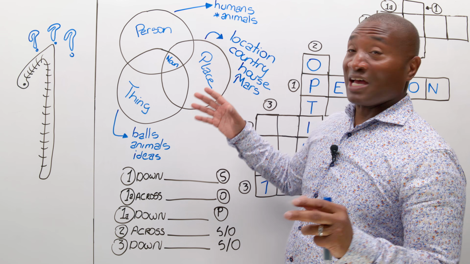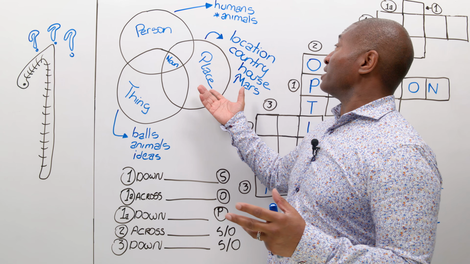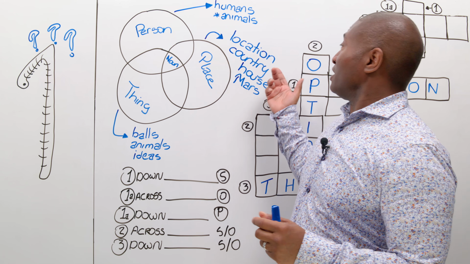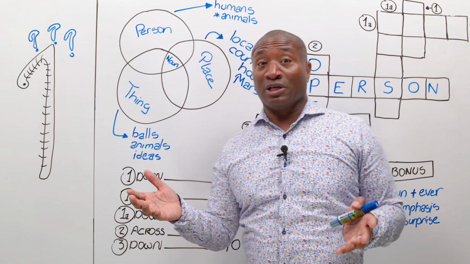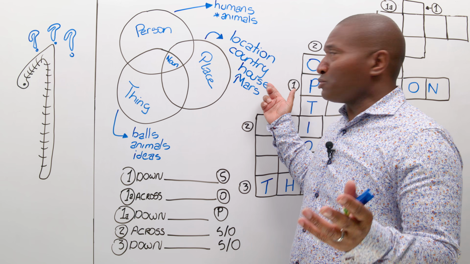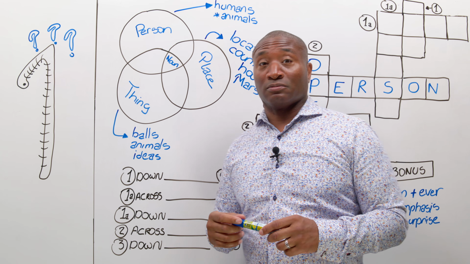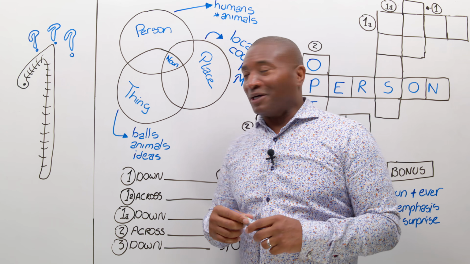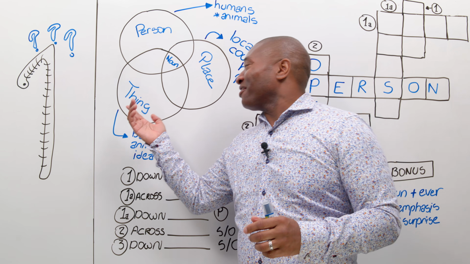The next thing we're going to look at for what is a noun is a place. A place can be a location, anywhere. It can be a country. What country do you live in, right? It could be a house. That's a place, or a school. And Mars. Some people want to go there. Anyway, and then the thing.